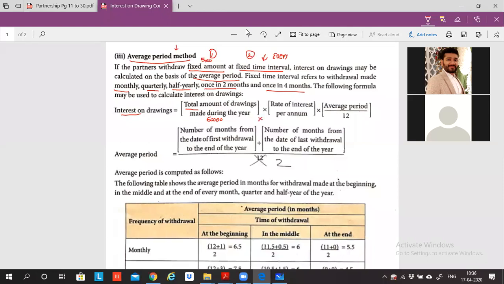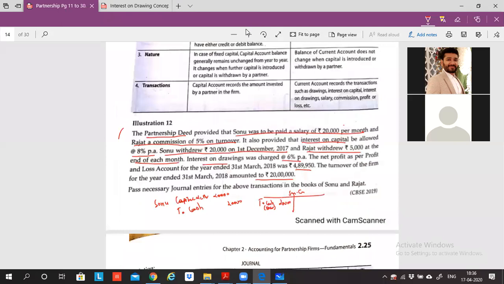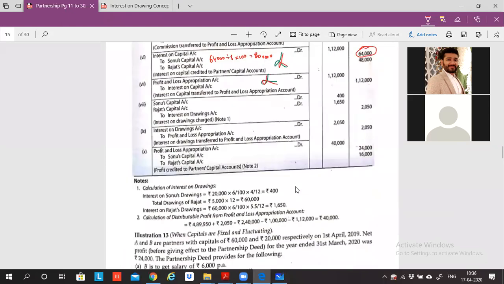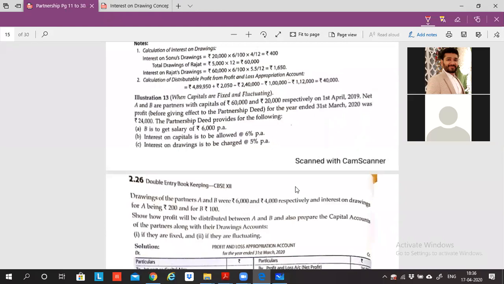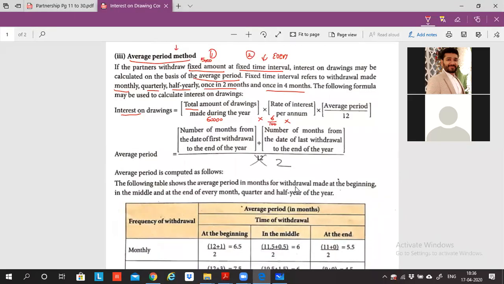What is the rate per annum? Into 6 by 100. Correct. Now we have to understand what this average period is and why we are dividing this by 12, right? So can we go ahead and understand how we derive the average period formula? Now if you come back to this question, they have calculated interest on drawing this way. They've taken the total amount withdrawn, 60,000, into rate of interest into average period divided by 12, right? So are we doing the same formula as them? Am I doing the same formula? I'm not doing anything new. Whatever is given in the textbook, I'm doing, right?